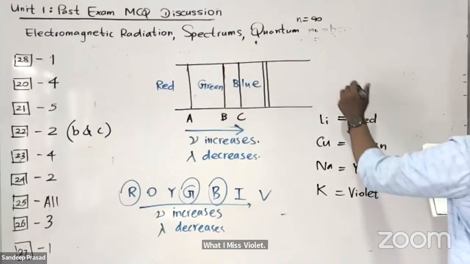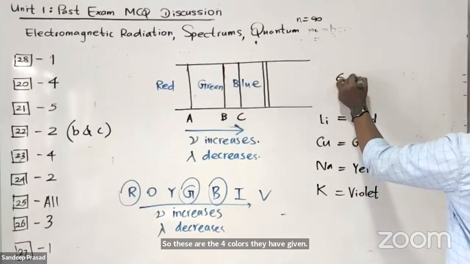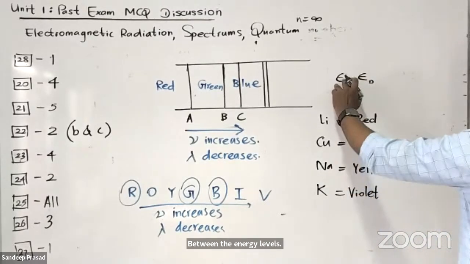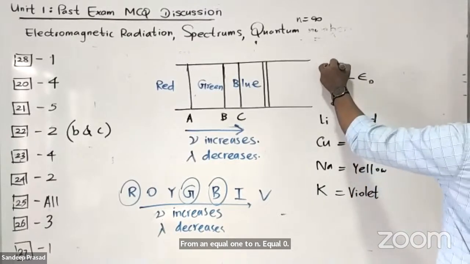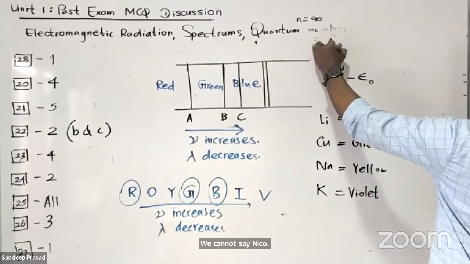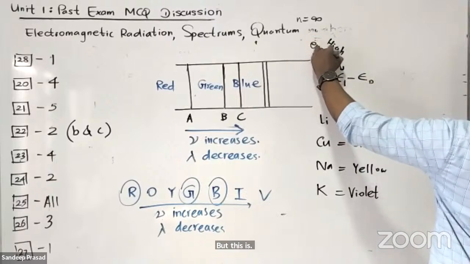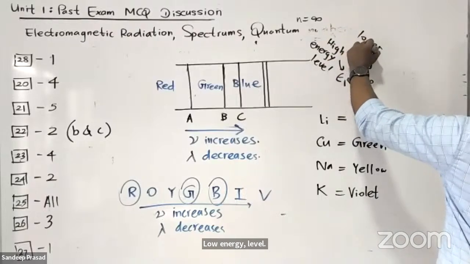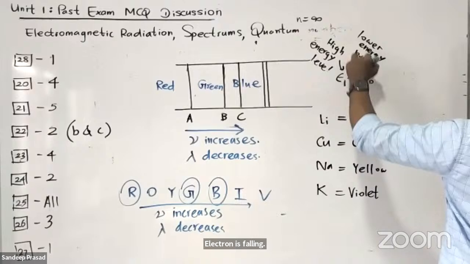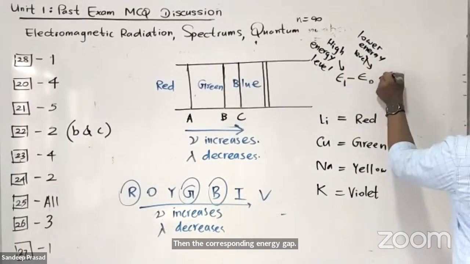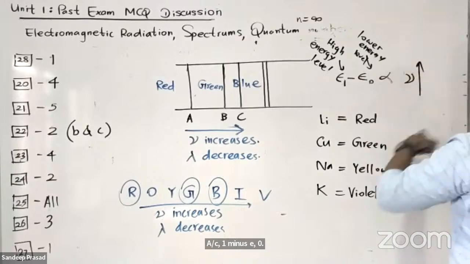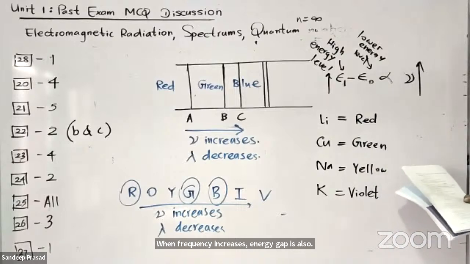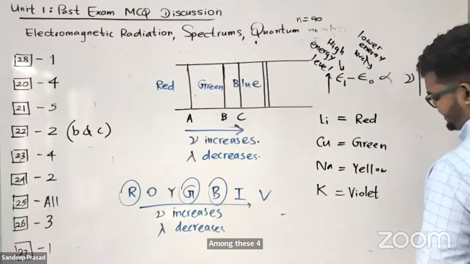They are asking what is the corresponding energy between the energy levels from n equal 1 to n equal 0. We cannot say n equal 0, but this is the high energy level. From the high energy level to the low energy level, the electron is falling. Then the corresponding energy gap is E1 minus E0. We know that this is directly proportional to the frequency. When frequency increases, the energy gap is also greater. Among these four colors, tell me, students, which one has the greatest frequency or the greatest energy?